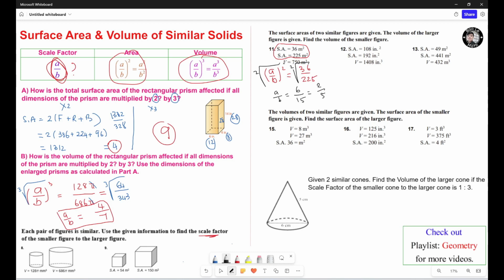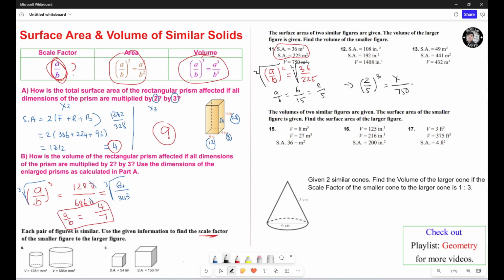Alright. Now, you need to calculate the volume. So, you have the ratio of the volumes should be equal to 2 over 5 cubed. Now 2 and 5 here, 5 is bigger than 2. So because the volume of the larger figure is given, you need to put 750 on the bottom and put S on the top. This is the smaller one.